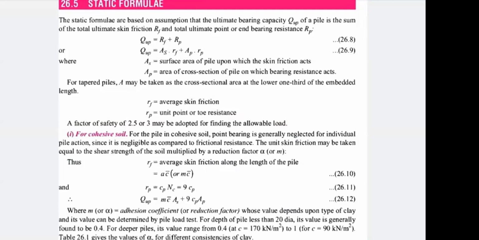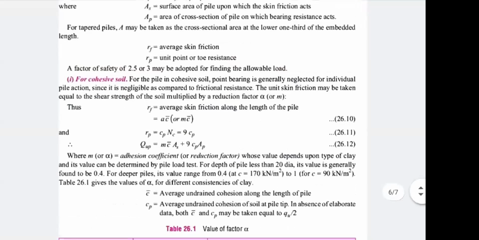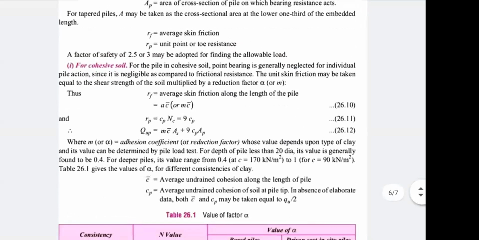For a pile in cohesive soil, point bearing is generally neglected for individual pile action, compared to the frictional resistance. The unit skin friction may be taken equal to the shear strength of the soil multiplied by the reduction factor alpha. So RF is equal to the average skin friction along the length of the pile, and RP is equal to CP into NC, which is equal to 9 into CP.